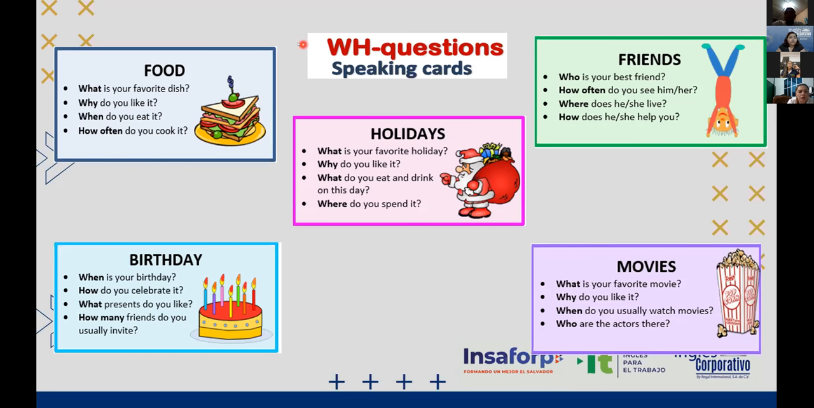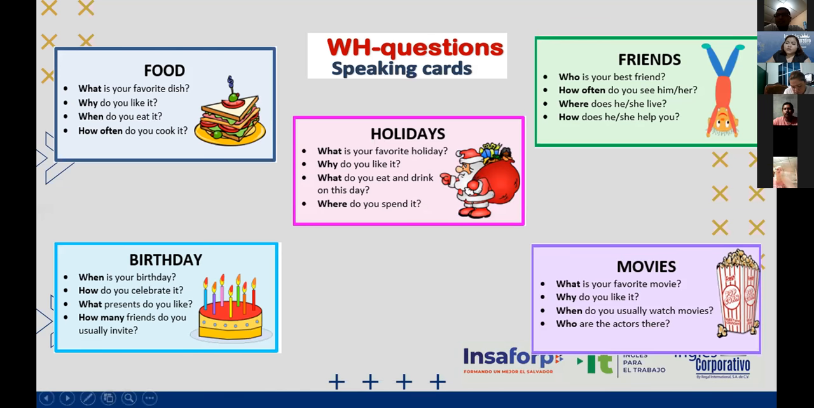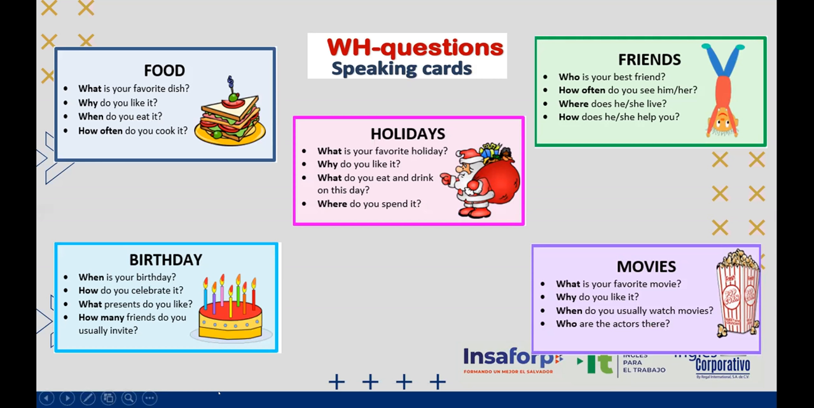Now, we have, I think all of the words are good. What is your favorite dish? Dish es platillo. Right, como mi platillo favorito, my favorite dish, right? Let's see, actors, movies. I think all of the words are very fundamentals to practice right now, very basic. So we're gonna be okay, right? ¿Ya tomaron su captura todos de las preguntas? Yes. Okay. Very good. So let's start. We're gonna get to work right now.